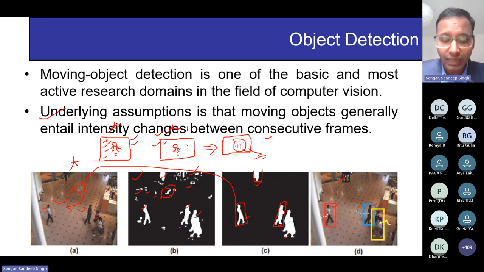There are so many approaches for moving object detection. If you're talking about traditional approaches, then frame differencing, background subtraction, optical flow-based approaches. If you're talking about newer approaches, then people are using RCNN, Fast RCNN, Faster RCNN, YOLO, different versions of YOLO. So all these algorithms are used for moving object detection, and all the algorithms are based on this similar concept, right? I hope it is clear to everyone.